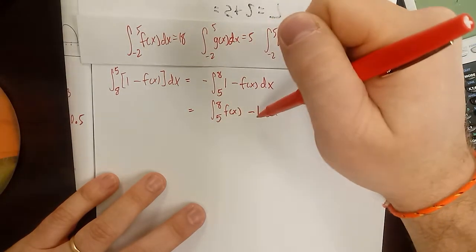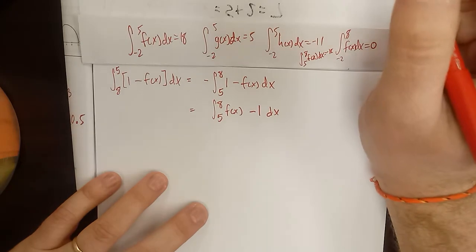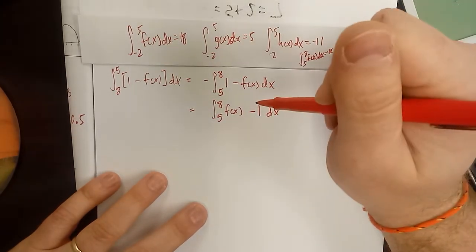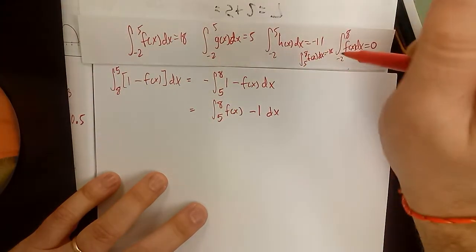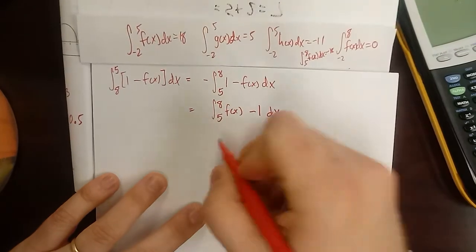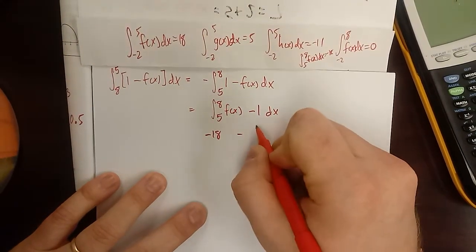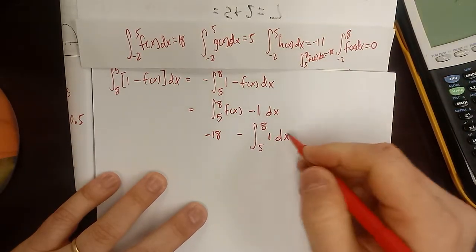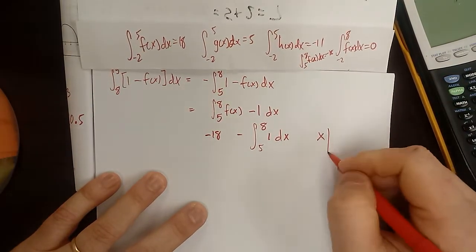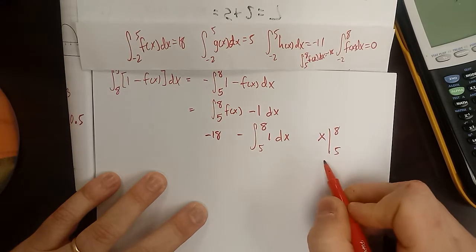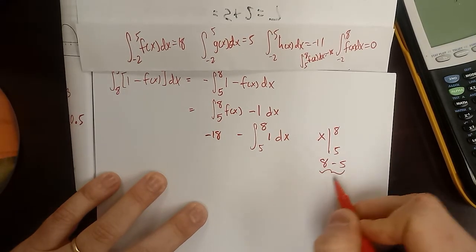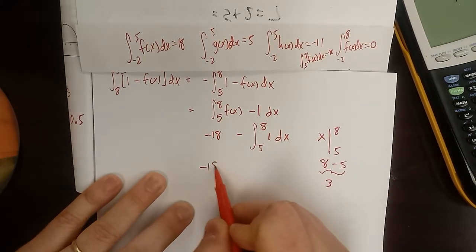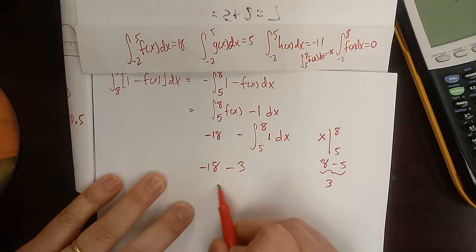So from 5 to 8, f of x minus 1. Okay, so what I could do here is I could say, 5 to 8, I actually found that earlier. That was negative 18 minus the integral from 5 to 8 of 1 dx. So now I'll have to say that's x integrated from 5 to 8. So it'll be 8 minus 5. So it'll be 3. So that's negative 18 minus 3. I get negative 21.